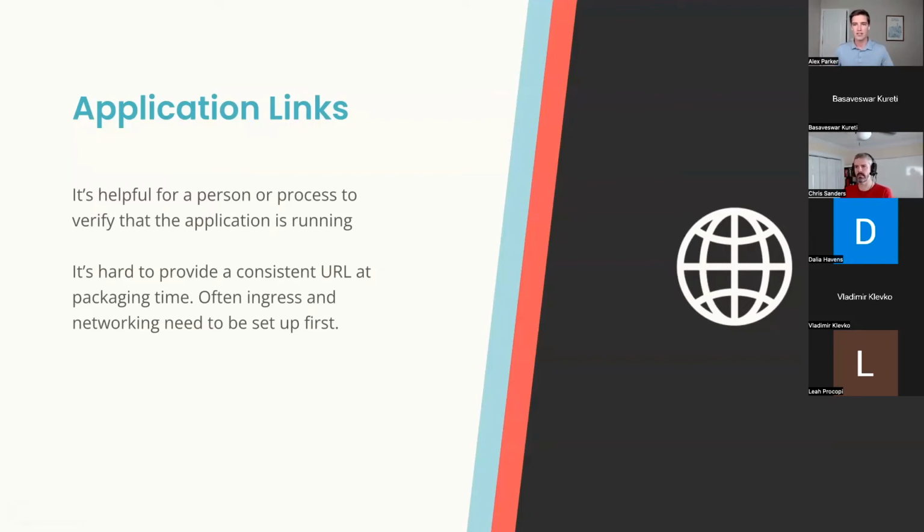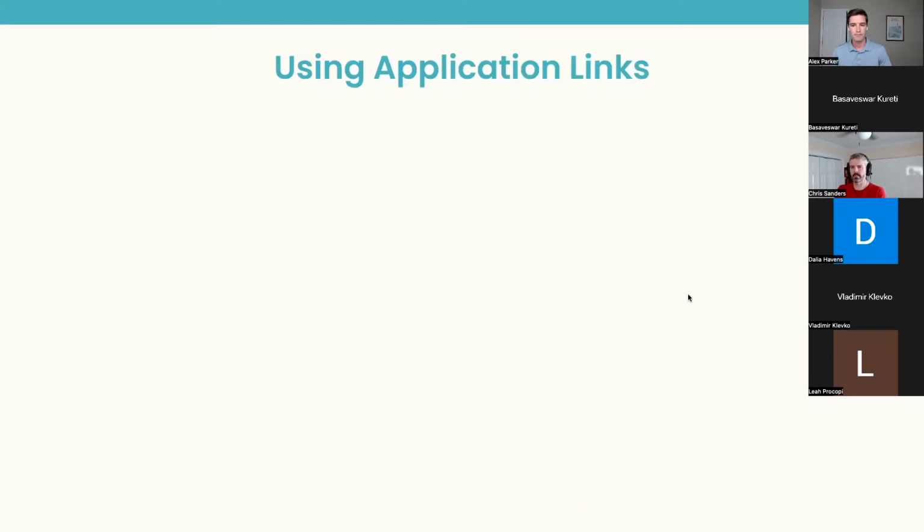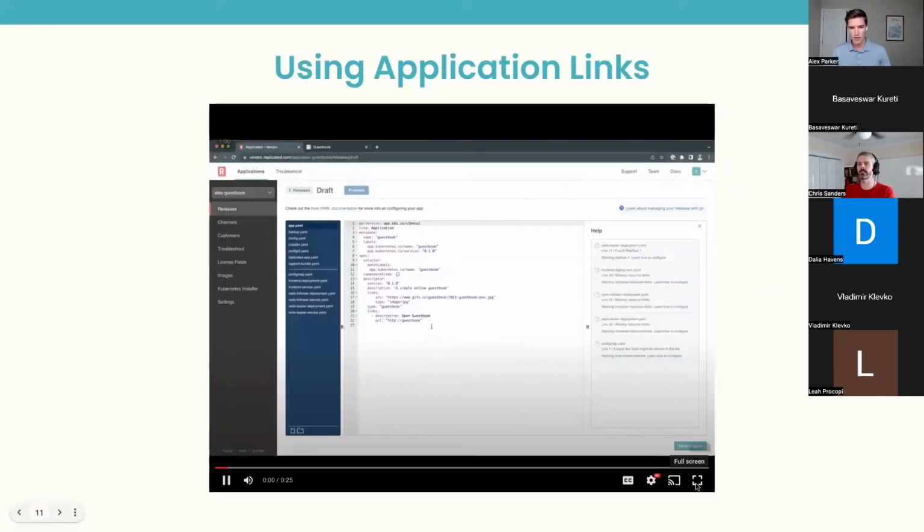And it's not easy to just say, here's the URL to access this. So the admin console provides a port forward tunnel that allows you, or your customers, I should say, to open links to the application, one or more links to maybe different parts of your application to verify that those things are actually working. So let's see an example of what this looks like as well.